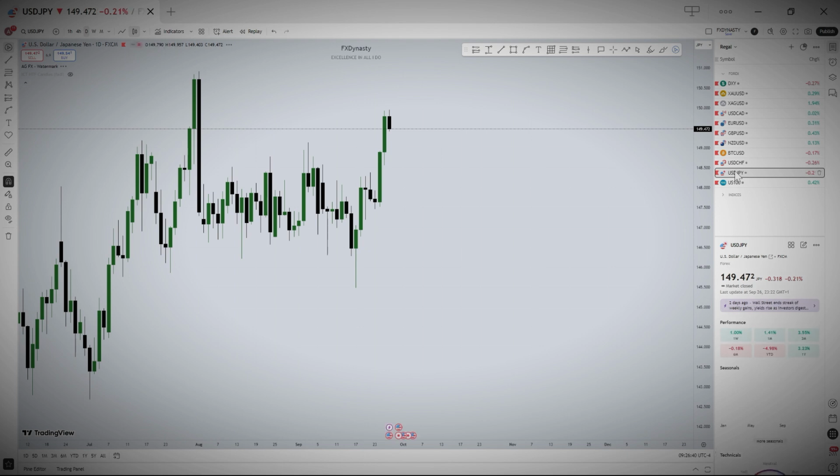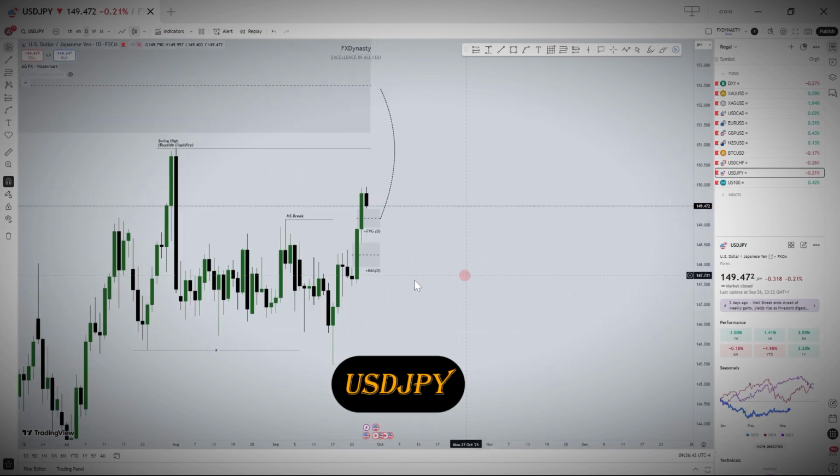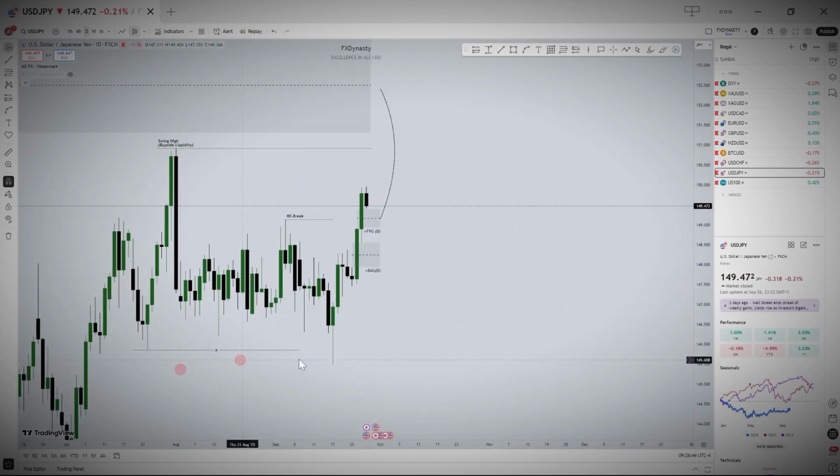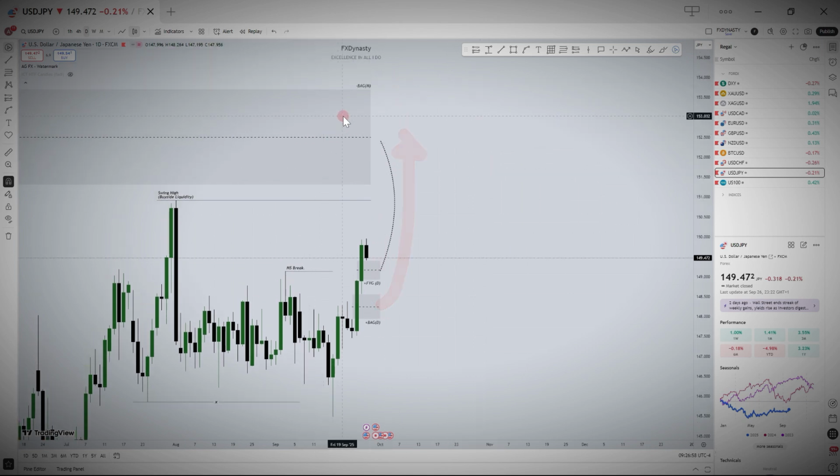So for USD JPY, the same thing I'm expecting. Swing low raided, push up, and we have fair value gap, breakaway gap, and a fair value gap. If we retest any of these or any of these, I should be expecting bullishness towards this fair value gap or breakaway gap on the monthly time frame, and this swing high also.